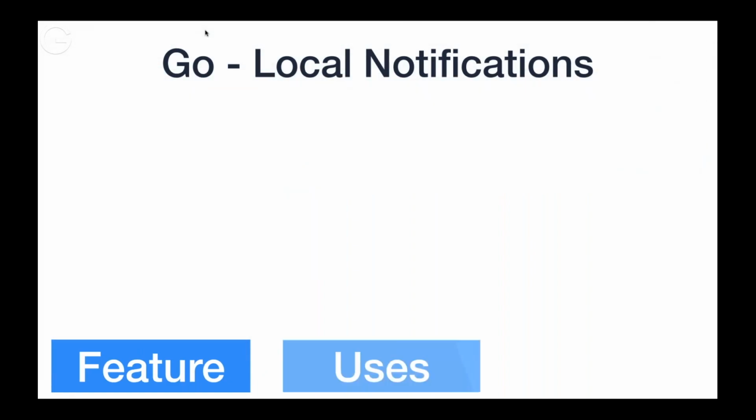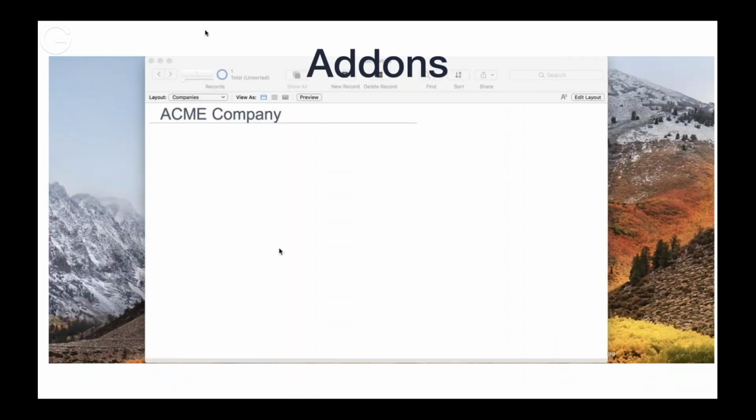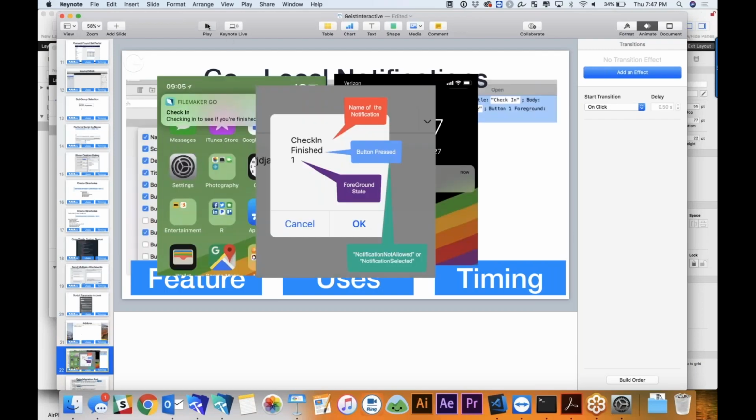So it looks like this. So I've got, it says FileMaker Go. I wrote check-in as the title. I have some text there. And then if I had pulled this down, I would see my buttons. I didn't grab a screenshot of that. But that allows us to create the XML, create the script, create the notification for when Go is in the background.